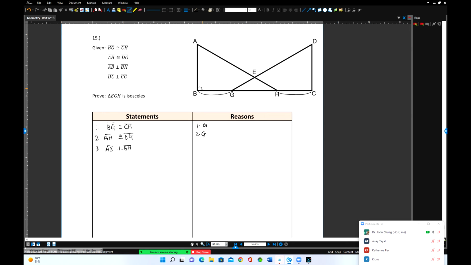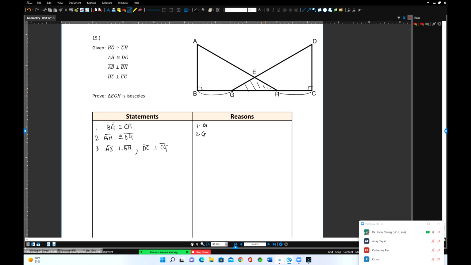Okay, and for another one is the DC congruent to CG. I'm going to use the same color. I need enough space down there. DC congruent to CG. Okay, so we're going to prove triangle EGH isosceles.